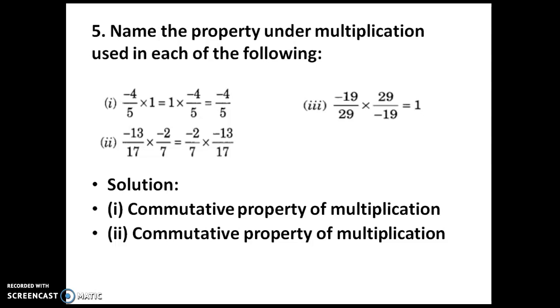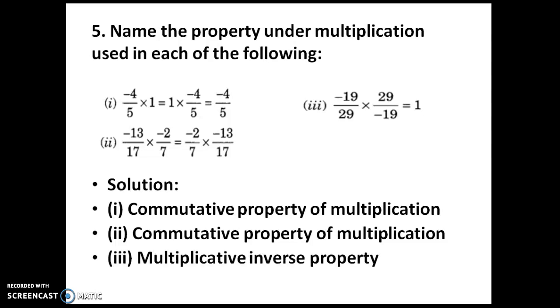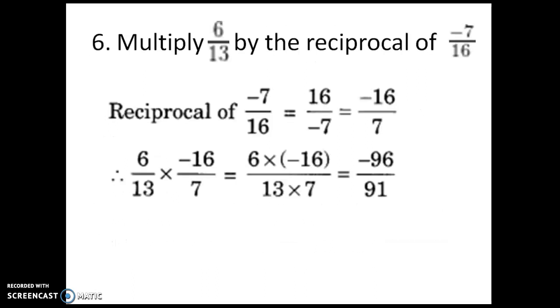minus 19 by 29 into 29 by minus 19 equal to 1. Just now we saw this in the previous problem. What is that? It is the multiplicative inverse property. So that's the answer. Moving to the next problem.